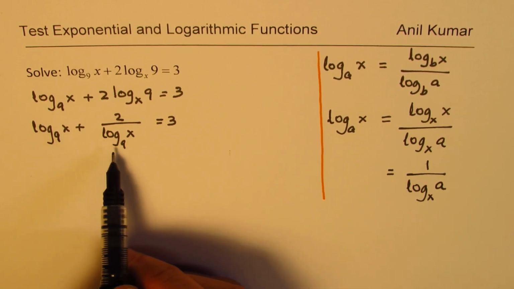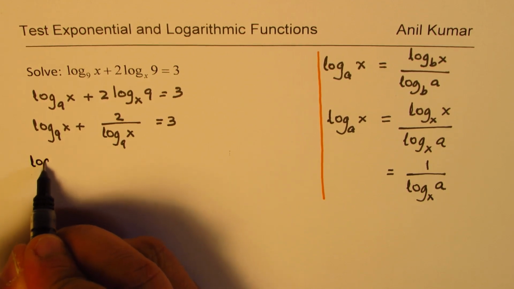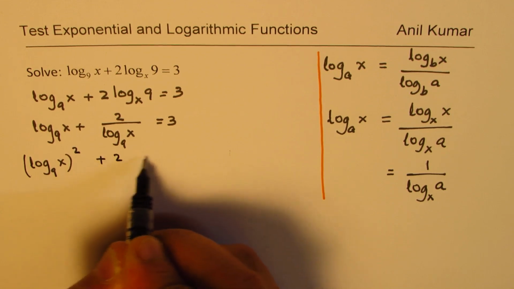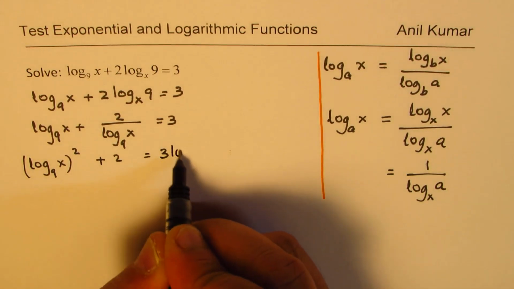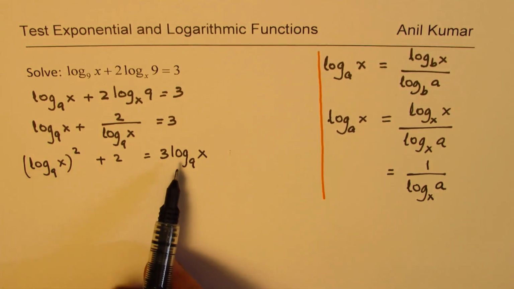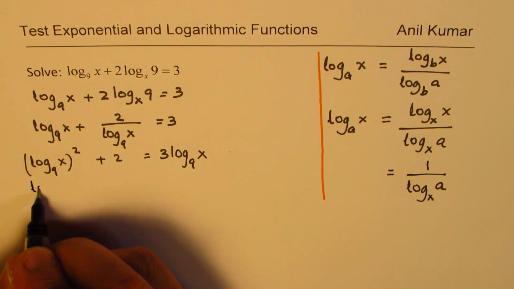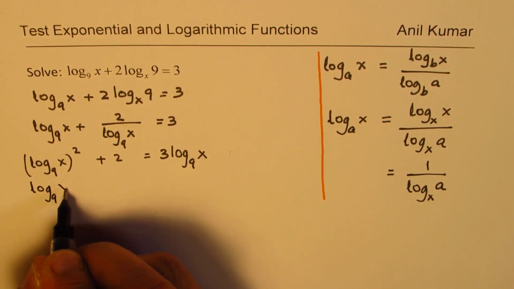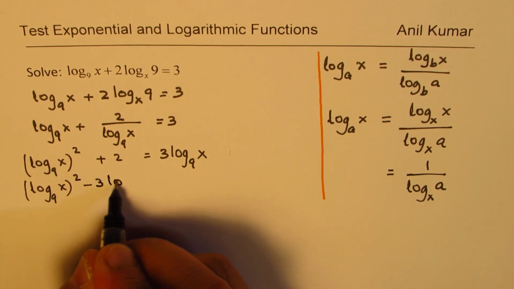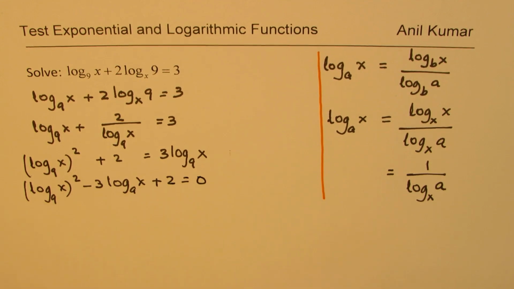Let's multiply everything by log to the base 9 of x. What do we get? We get log to the base 9 of x, whole squared, plus 2 equals 3 times log to the base 9 of x. Now that becomes a quadratic equation in logarithms. Let's bring the terms together. So we could write this as log to the base 9 of x, whole squared, minus 3 times log to the base 9 of x plus 2 equals 0.